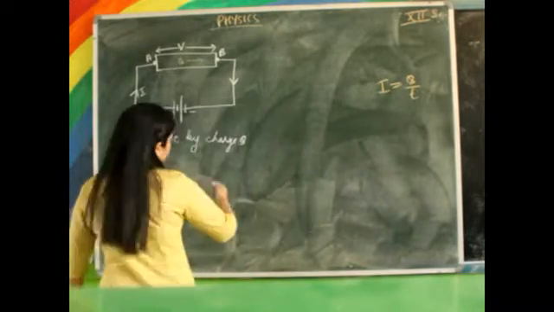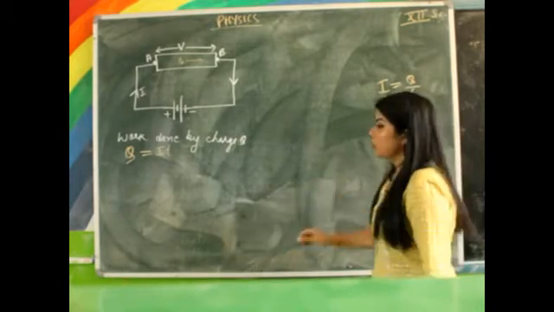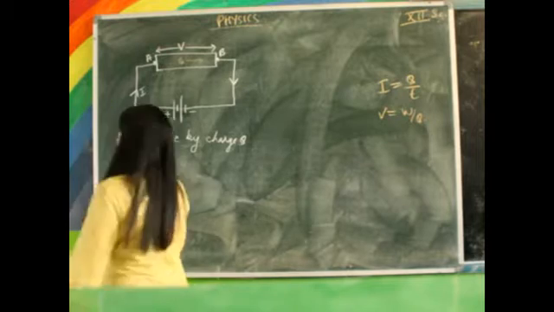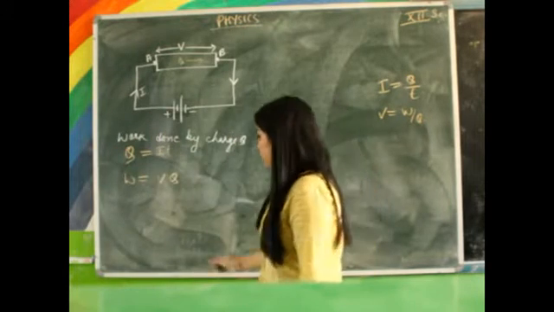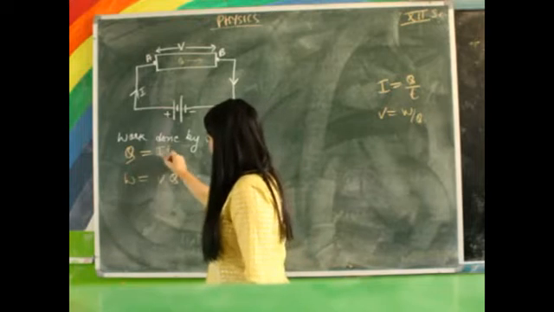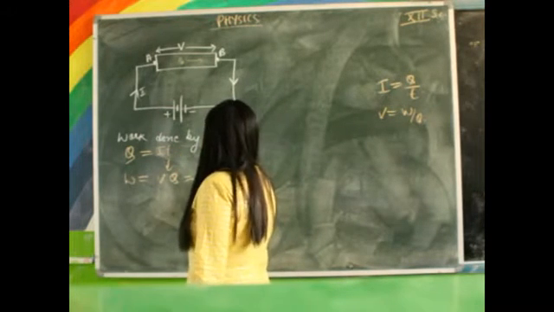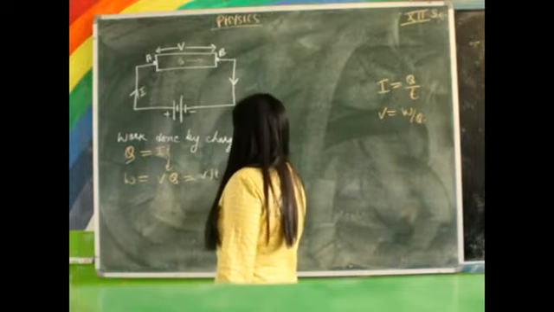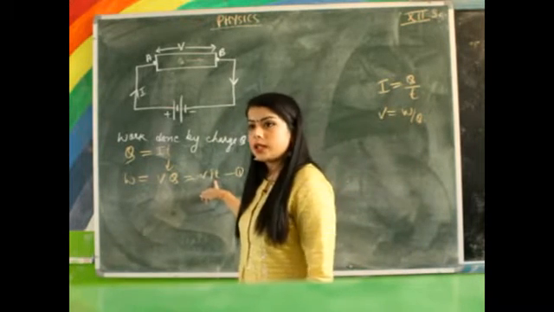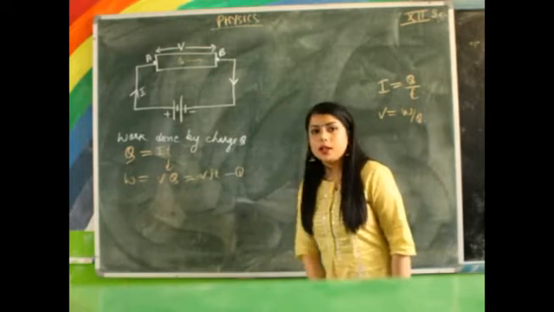Equation for work done. From the equation that potential is work done per charge, work done is potential into charge. This will be your work done. Now if you put the value of Q over here, in place of Q we write IT, it will be VIT. This is one equation for work done. If you know the potential, the amount of current, and for how long it has been moving, that is the time, then we can calculate the work done.